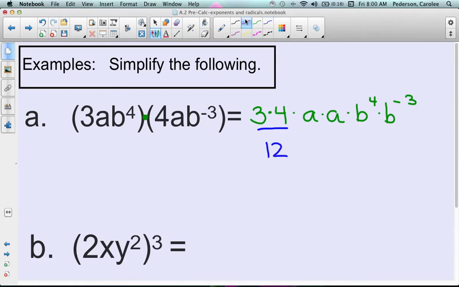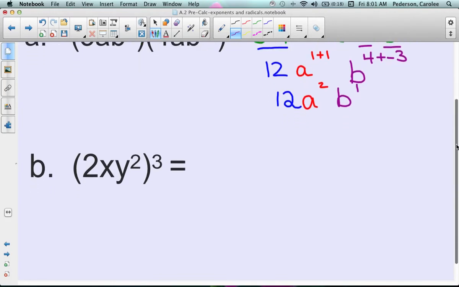A times a, if you remember, this is a 1 and a 1, so you can combine those together as 1 and 1, which is a squared. And then I still have that 12 out in front. And then the last one, b to the fourth and b to the negative 3 are the same base, so you can add them. So b to the fourth plus b to the negative 3 is b to the 1. So we added those exponents together because our bases are the same and they're multiplying.